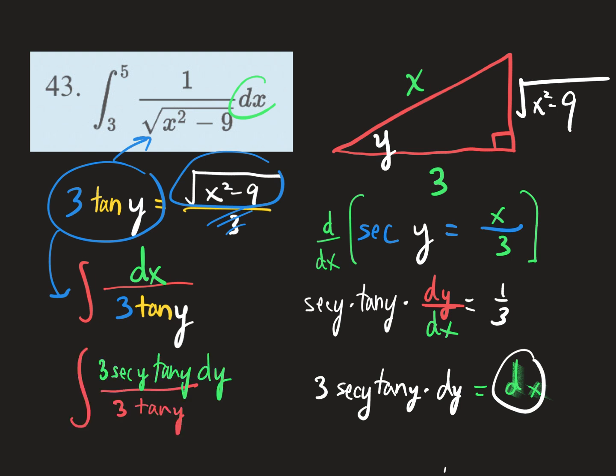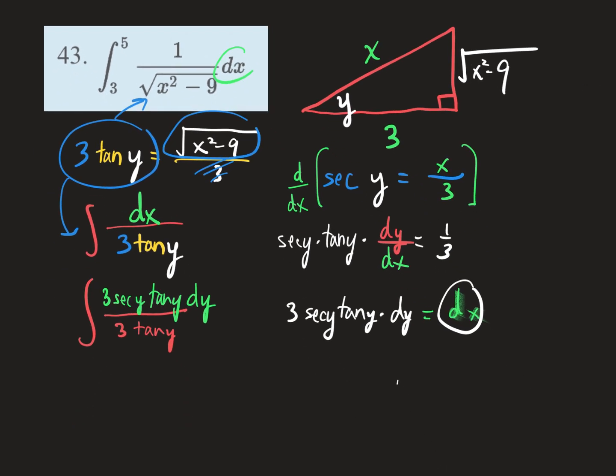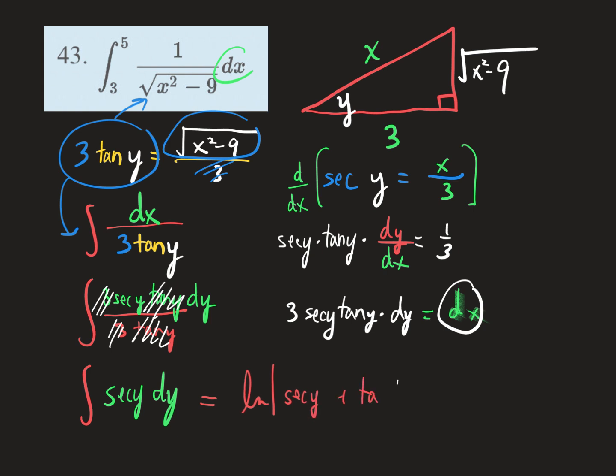And you can see that things are ending up very nicely here. 3's will cancel out. Tangent y cancels out. And all we're left with is the antiderivative of secant of y dy. This is the formula that we know. It's the natural log of the absolute value of secant of y plus tangent of y, plus c, but we're actually doing a definite integral from 3 to 5.